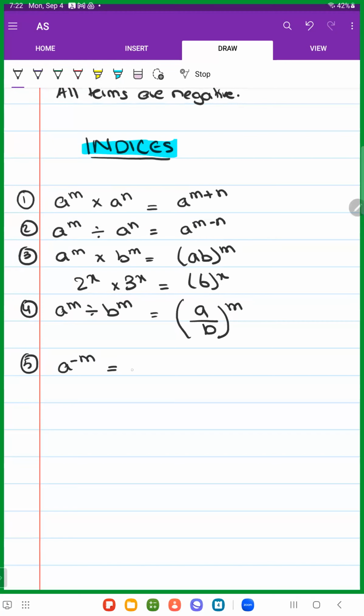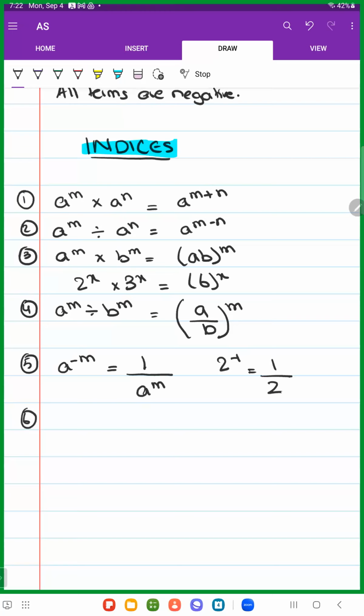Whatever term has a negative power, it can be written as 1 upon a to the power m, and the power becomes positive. So for example, 2 to the power minus 1 can be written as half, and the other way around as well. So half can also be written as 2 to the power minus 1.